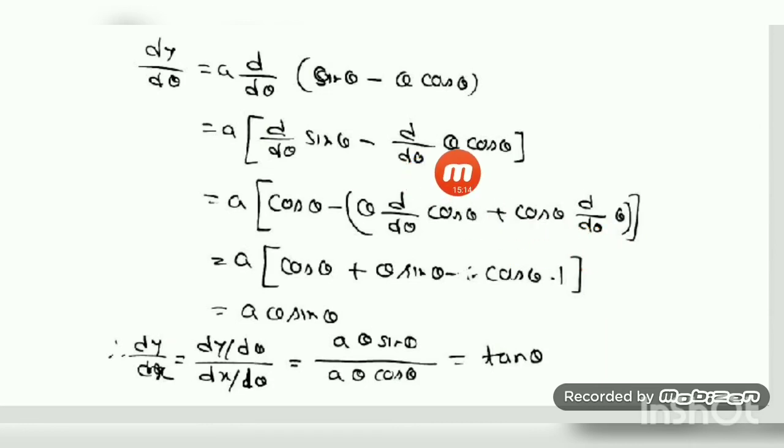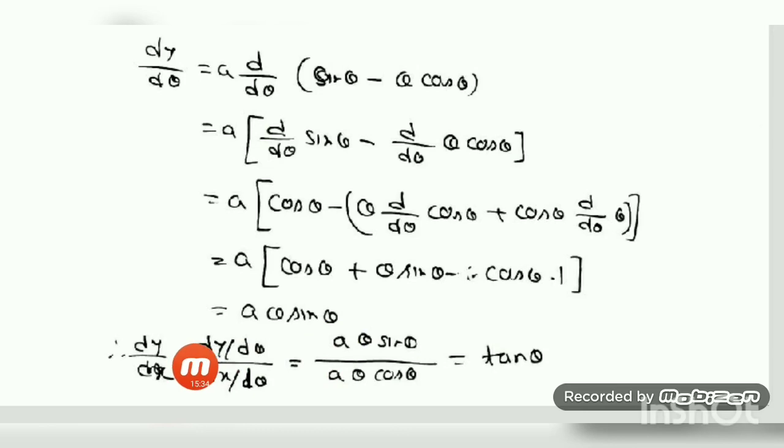U into v rule. So first function, that is θ, d/dθ of cos θ, plus cos θ d/dθ of θ. Simplifying the bracket, cos θ, this is θ, cos θ derivative is sin θ. This is minus, so minus minus becomes plus, plus minus becomes minus, and cos θ remains as it is. d/dθ of θ is equal to 1. These cancel out. a sin θ will be left.